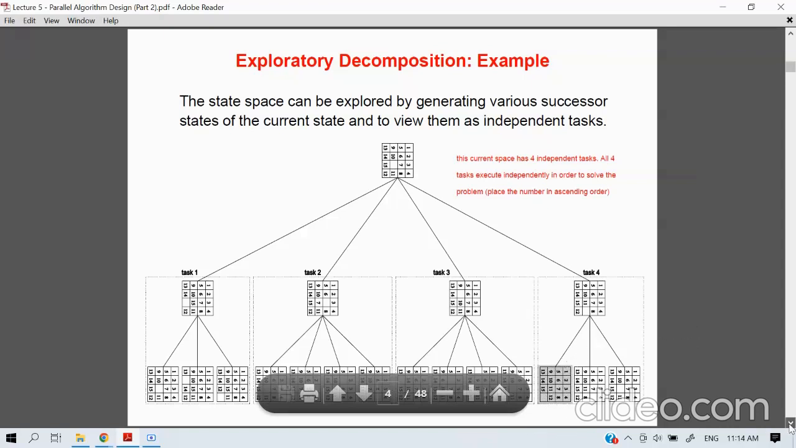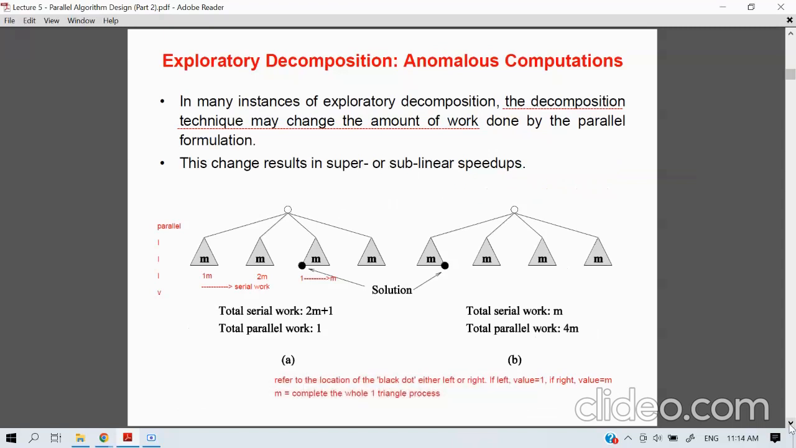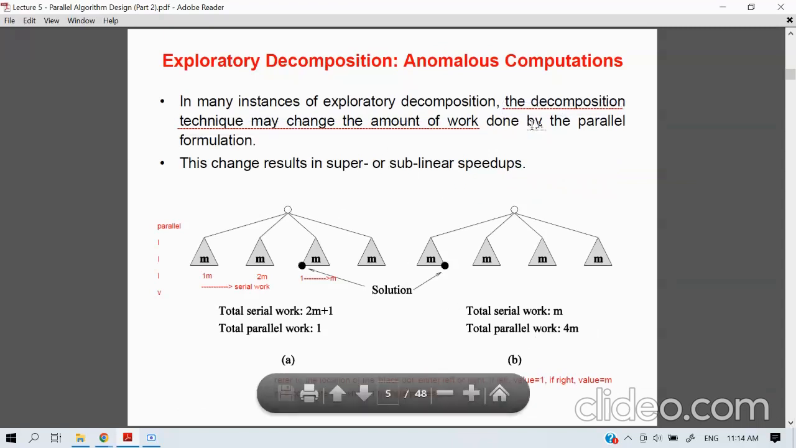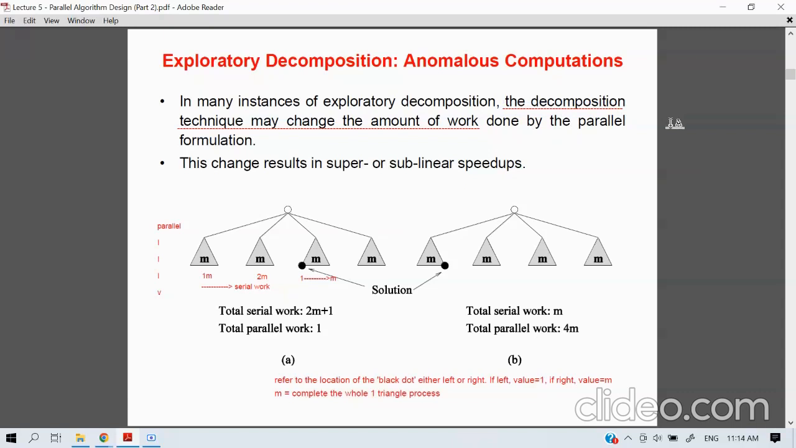Next, another problem. In many instances of exploratory decomposition, the decomposition technique may change the amount of work. When we divide the task into several subtasks, it may change the amount of work, or the tasks may not have a balanced workload. This change results in super or sublinear speedup, so it might affect the speedup or the performance of the process.